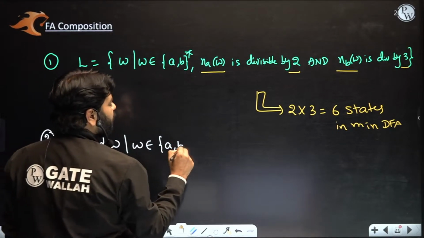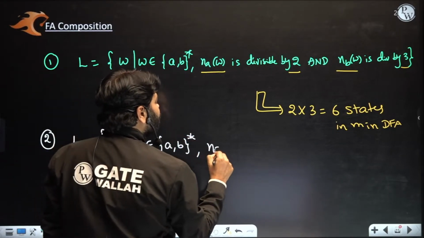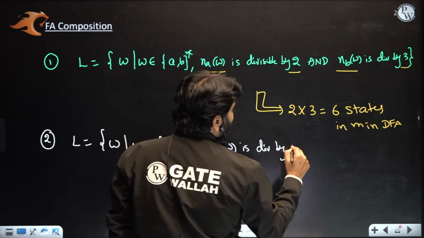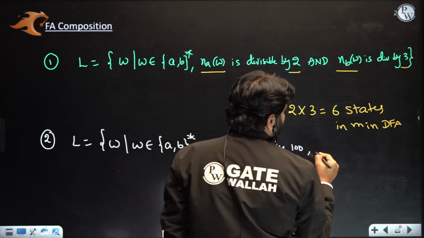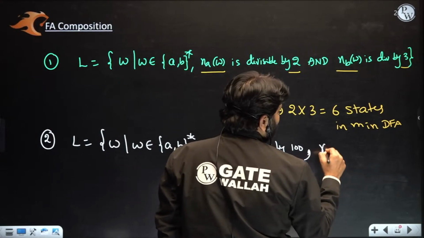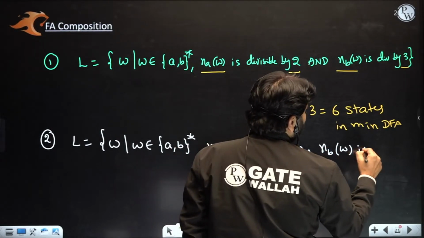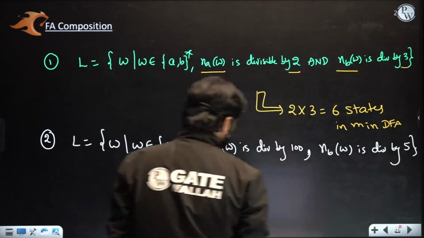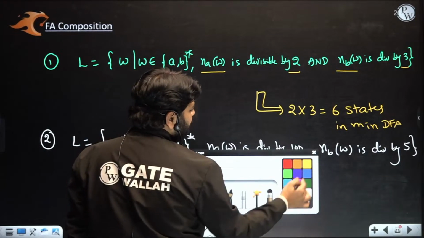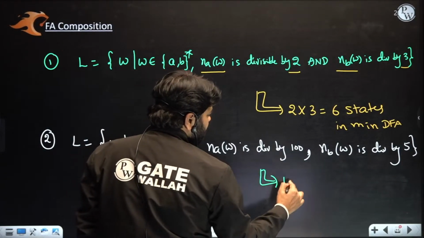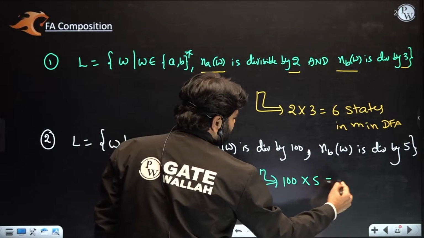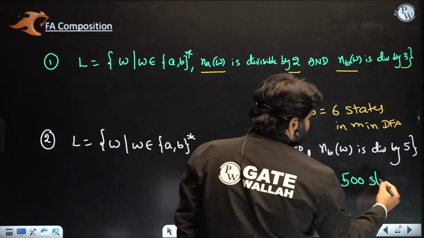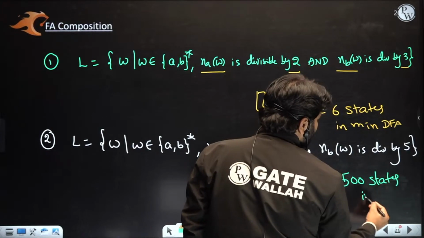Suppose the number of A's of W is divisible by, let's say, 100, comma or and, doesn't matter, and the number of B's of W is divisible by 5. Then the answer is just multiply. The answer is 100 multiplied by 5, which is equal to 500 states in the minimum DFA.